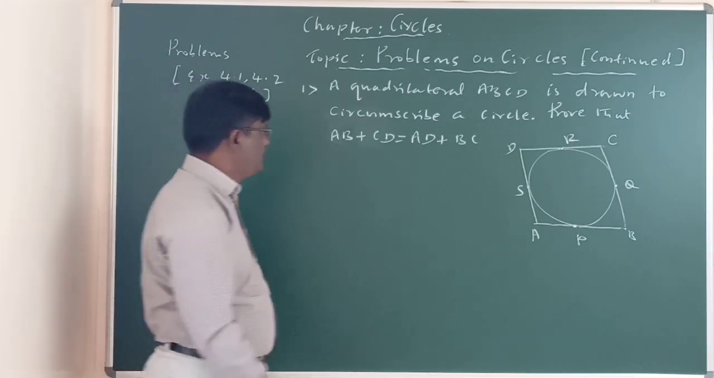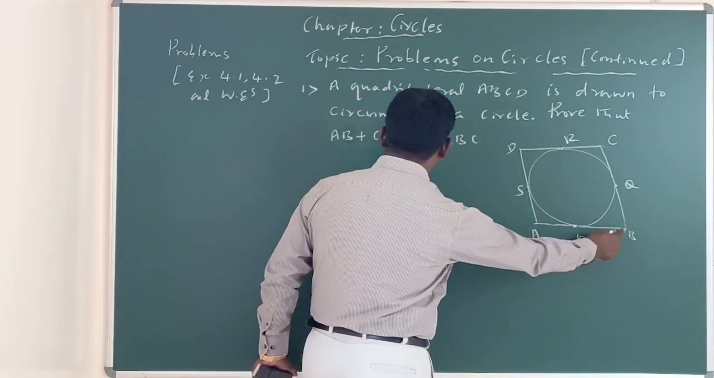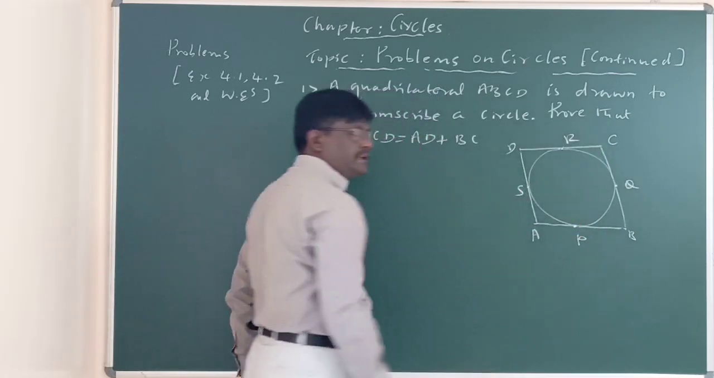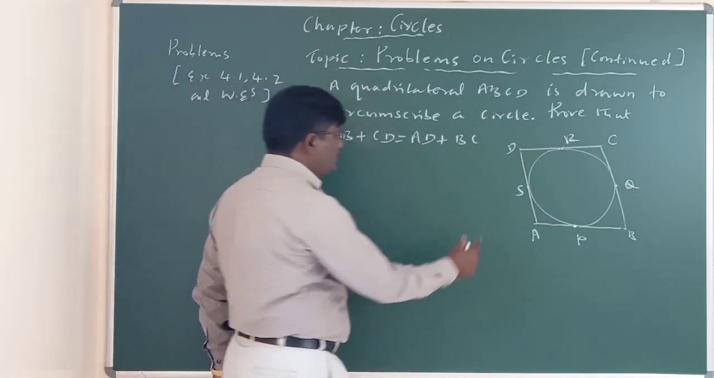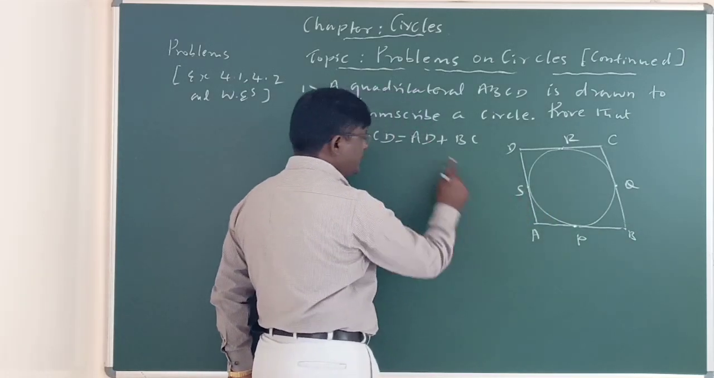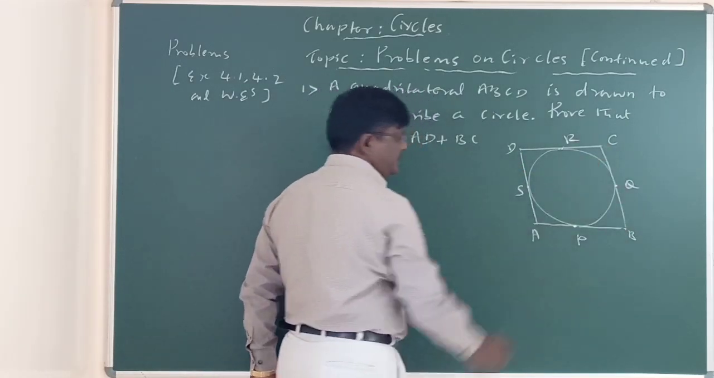Prove that AB plus CD. What are AB and CD? Opposite sides. Equal to the sum of AD plus BC.